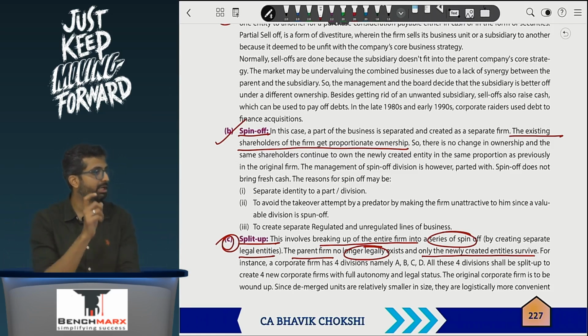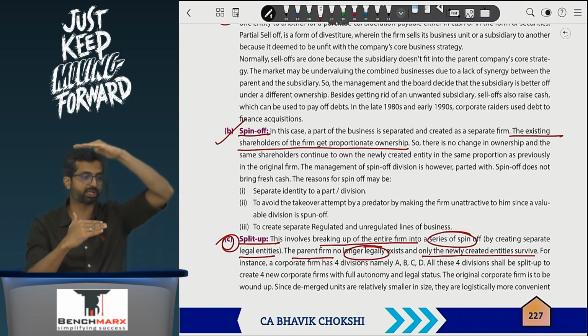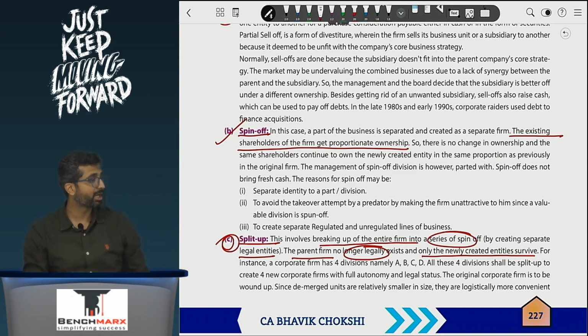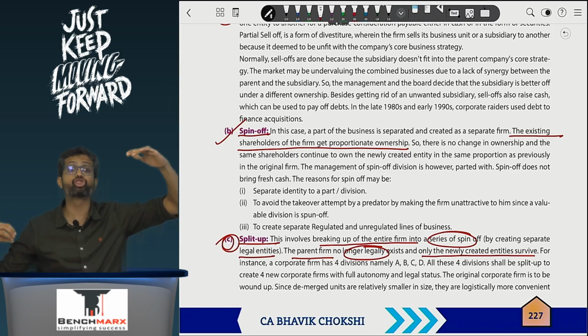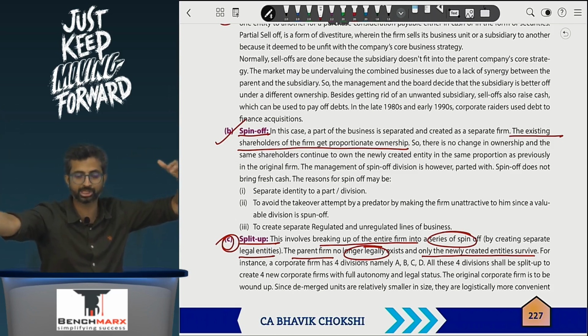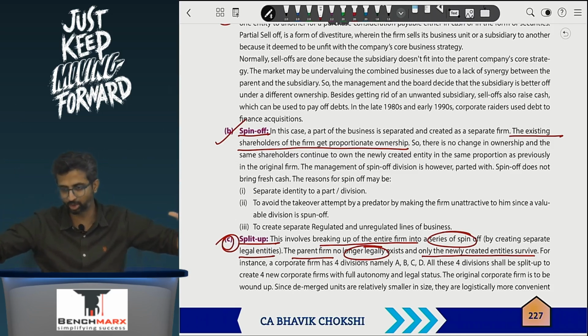So earlier I had only one company, Bajaj Holdings. In Bajaj Holdings I had Bajaj Auto as well as the finance division. In case of a carve out, Bajaj Holdings will still continue, Bajaj Finance will come out, and it will become a subsidiary of Bajaj Holdings. In a spin-off, Bajaj Holdings will still continue, Bajaj Finance will come out, and it will give shares to the shareholders of Bajaj Holdings. So Bajaj Holdings is continuing, and Bajaj Finance is also continuing.